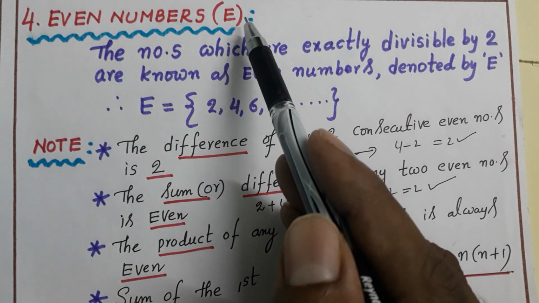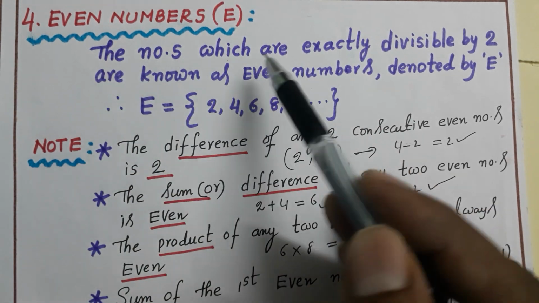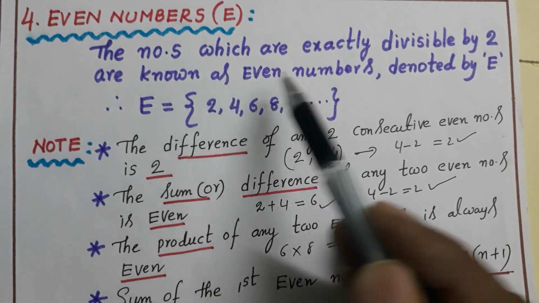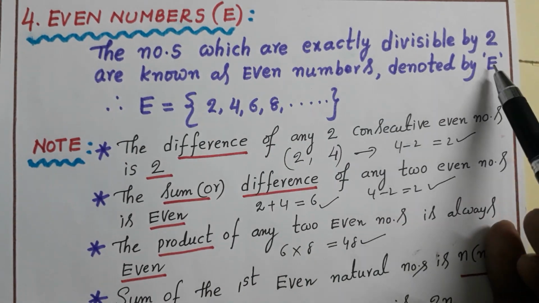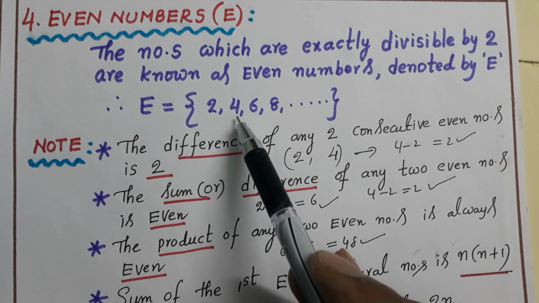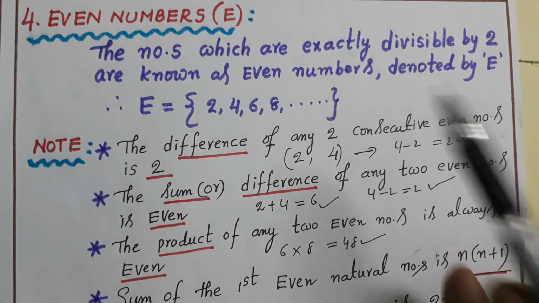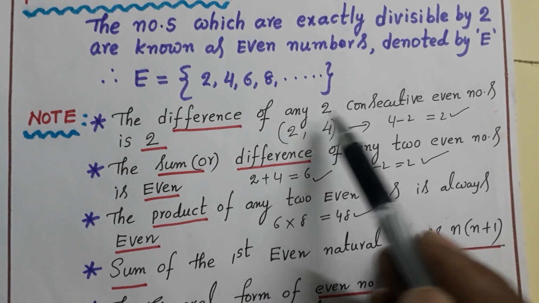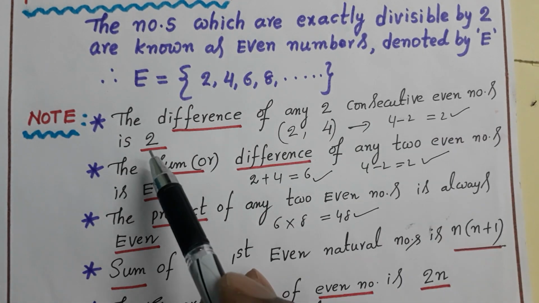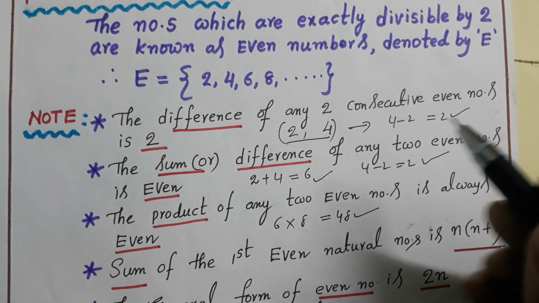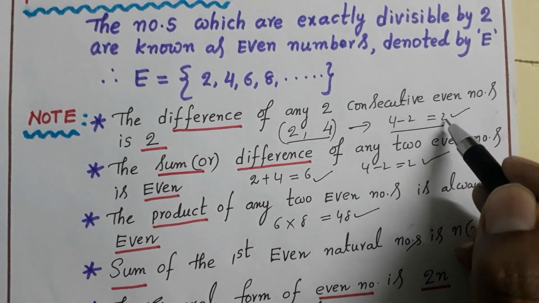Coming to even numbers. You know, children, the numbers which are exactly divisible by 2, that means when you divide by 2 the remainder must be 0, are known as even numbers, denoted by E. So the even number set E is equal to the set of 2, 4, 6, 8, etc. Let us see some properties of even numbers. The difference of any two consecutive even numbers is 2. Take the two consecutive even numbers 2 and 4. Their difference 4 minus 2 is equal to 2.